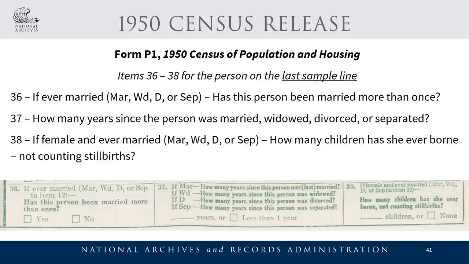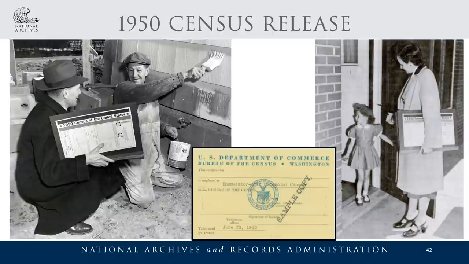Then the final questions for the person on the last sample line, if they had ever been married, widowed, divorced, or separated, has this person been married more than once? Yes or no? How many years since the person was married, widowed, divorced, or separated? So if the person was currently married, how many years have they been married right now? Or if they were divorced, how many years have they been divorced thus far? And finally, in question 38, if the person was female and had ever been married, how many children had she born, not including stillbirths? Now let's talk about how the census was actually conducted.